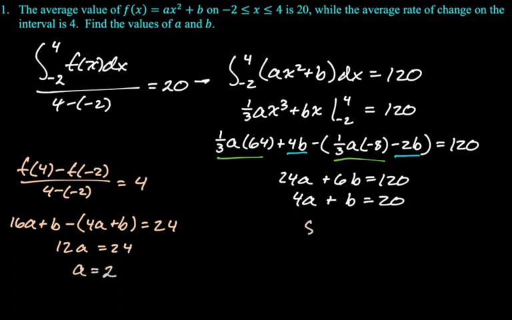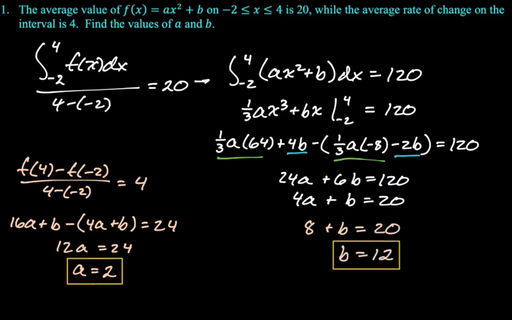So a is 2, and if a is 2, then we get 8 plus b is 20, so b is going to be 12. So those are our values of a and b. So I thought it would be a 2x2 system. I mean, it is a 2x2 system, but like a simple one that you can solve by substitution.